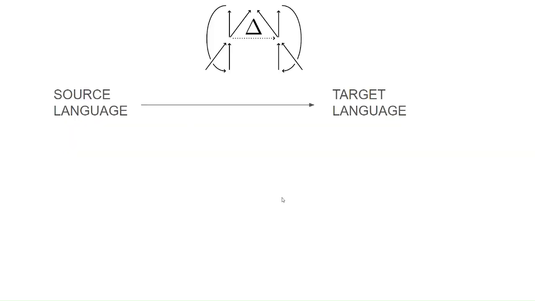So CHAD is realized as a programming language transformation. So we have a source language and a target language. We write our program in the source language, and then we want this translation to give us both the original program and the derivative next to it.